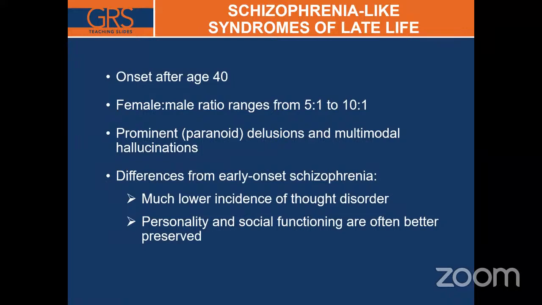Schizophrenia-like syndromes of late life. It's different from schizophrenia of early life in some points. Its onset is usually after age 40. In late onset, the female to male ratio ranges from 5:1 to 10:1, which means that females are mostly affected. And there are prominent paranoid delusions and multimodal hallucinations in the schizophrenia of late life. The differences from early onset schizophrenia: a much lower incidence of thought disorder, and the personality and social functioning are often better preserved.